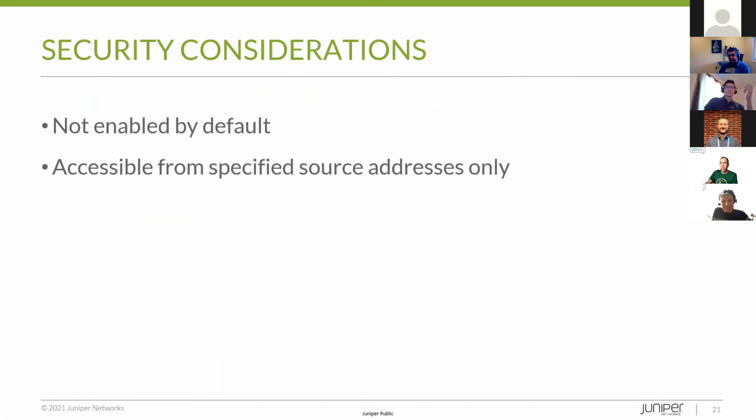Similarly to probe, this has a number of security considerations because, as always, giving out information can be risky. So we take the same steps in order to mitigate this concern. We don't enable it by default, so any non-enabled box will just reply with a default traceroute message, the same that it would do now. And we can even make it accessible only from certain specified source addresses.